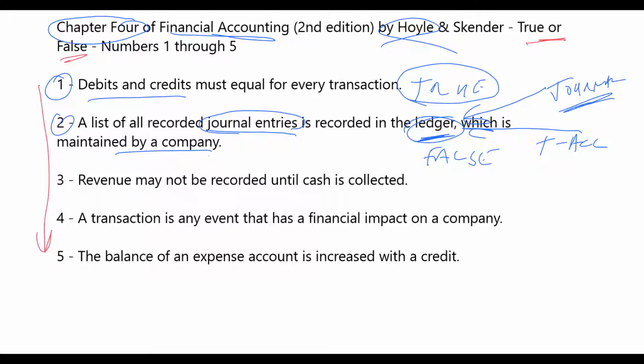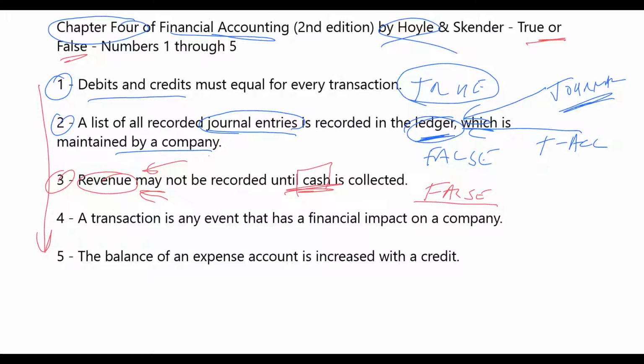Number 3, revenue may not be recorded until cash is collected. That is false. Revenue is recorded when your performance obligation, whatever the company has to do, has been satisfied. The cash part is a different situation or a different part of that. What you're trying to determine is, what did the company have to do? What was its performance obligation? And once that's been satisfied, then the revenue can be recognized, even if the cash is collected at some other time. That statement is false.